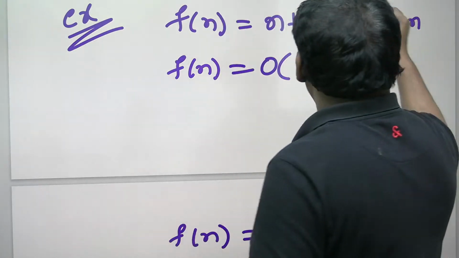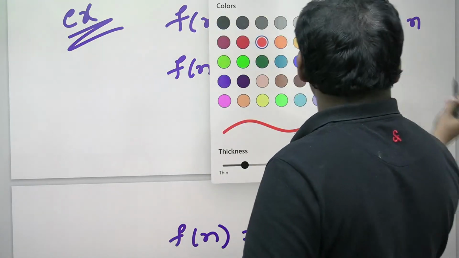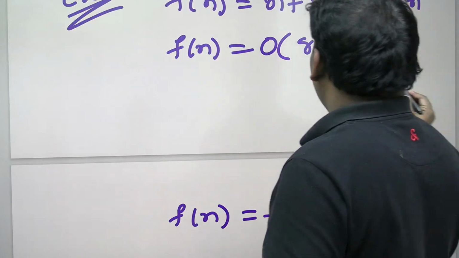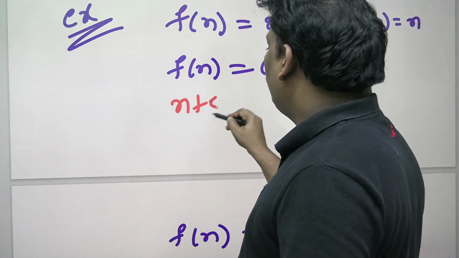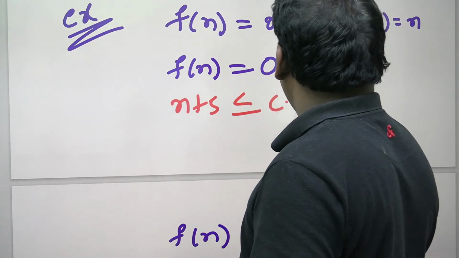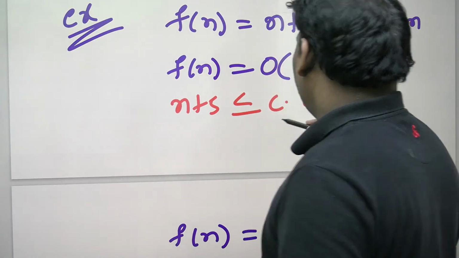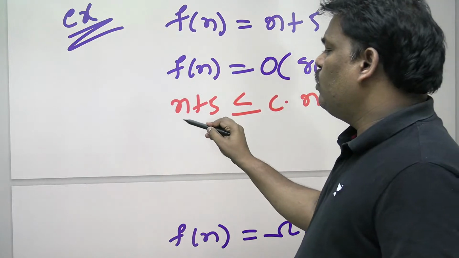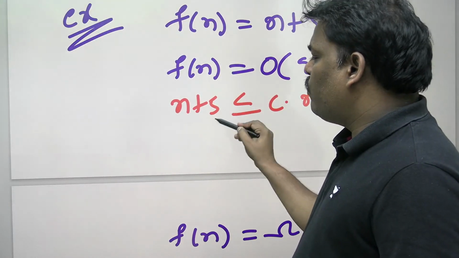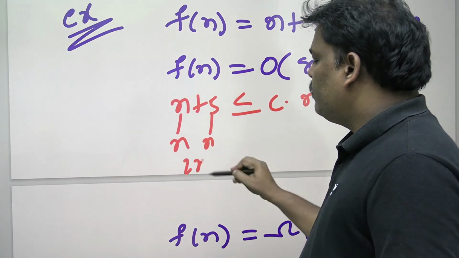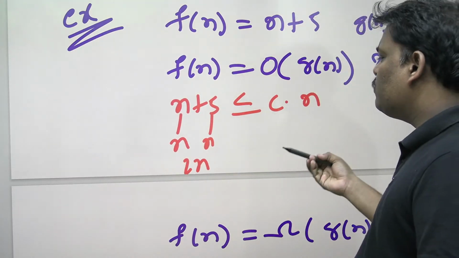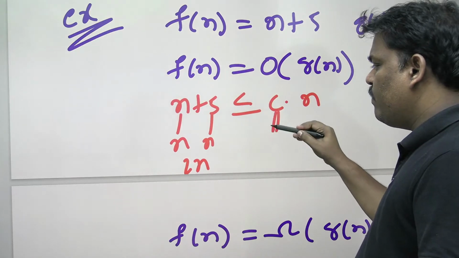Let's see this. Whatever possible you try, I will try this. So f of n is n plus 5. Big O means less than or equal to some c into g of n, which is n. So you say n plus 5 compared with n, so 2n. Comparing n plus 5 and 2n, 2n is bigger, so the c value you can take is 2.